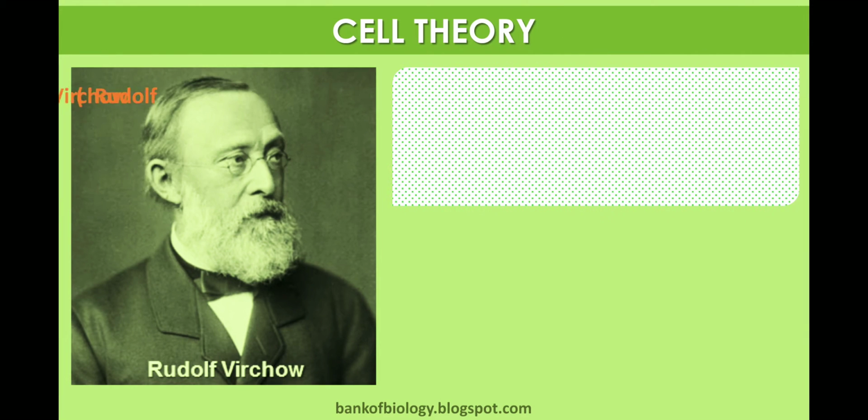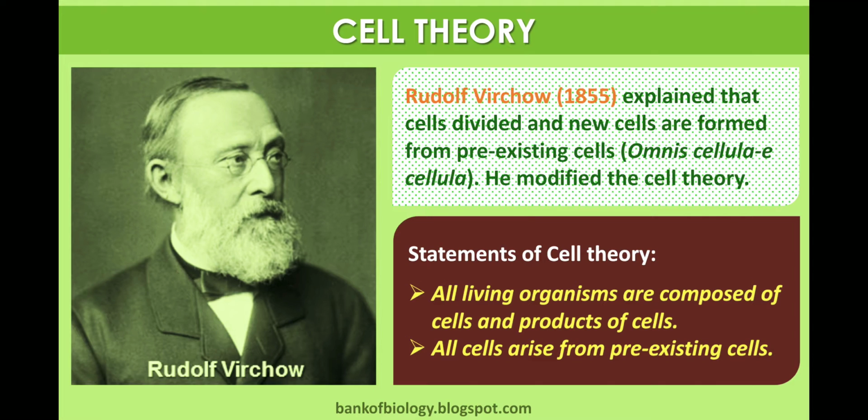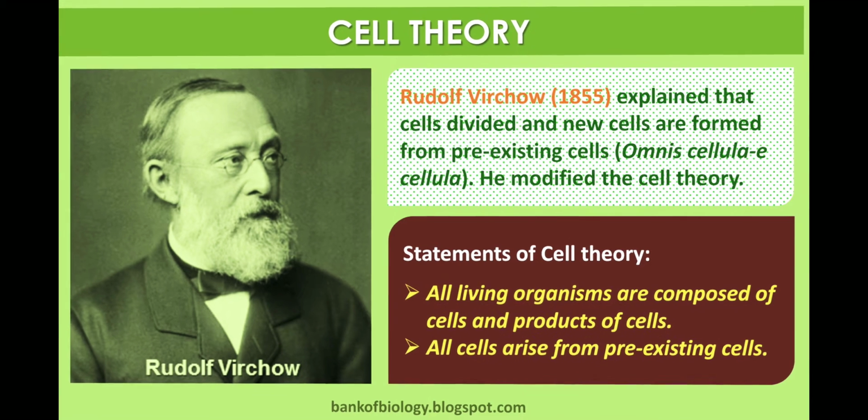After that, Rudolf Virchow gave the modern cell theory, and he explained that cells divide and new cells are formed from pre-existing cells. Example: omnis cellula e cellula. He modified the cell theory. The statements of the cell theory are: all living organisms are composed of cells and products of cells, and all cells arise from pre-existing cells. These statements were given by Rudolf Virchow.